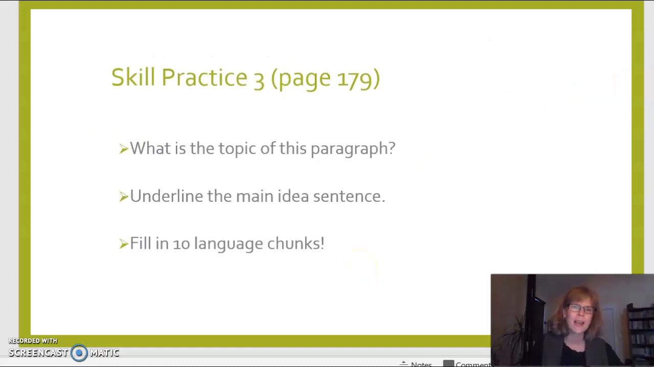Guys, your last exercise here using language chunks is actually to fill in this last skill practice paragraph and use the language chunks in the white box. So take a look at this paragraph just quickly. What's it about? What do you think they're talking about here? And how are you going to use these language chunks to finish the paragraph?